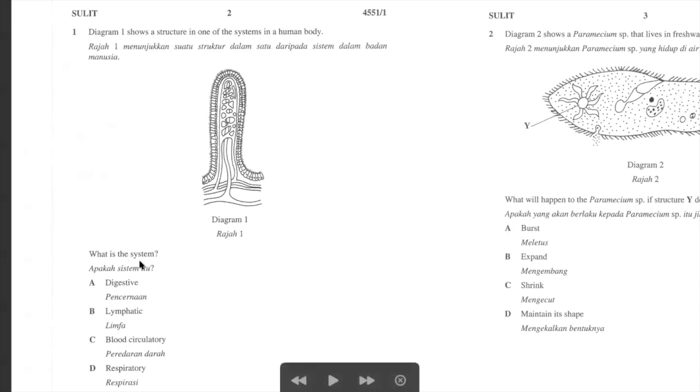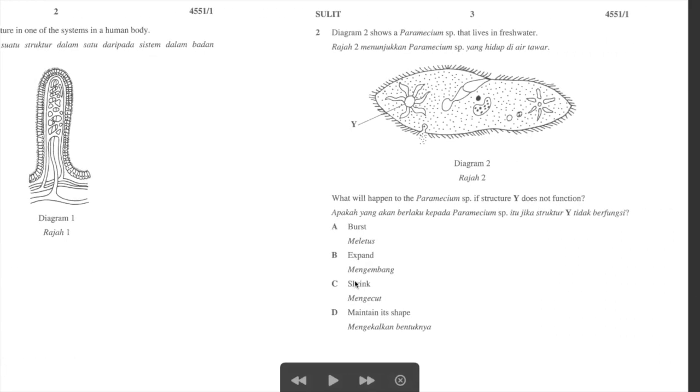Before you find out what the system is, you should know the name of this organ. This is the villus. Villus can be found in the small intestine. Inside the small intestine, two processes happen. The first one is digestion, and the next one is absorption. So the most correct answer is A, which is the digestive system. Let's go to question number two.